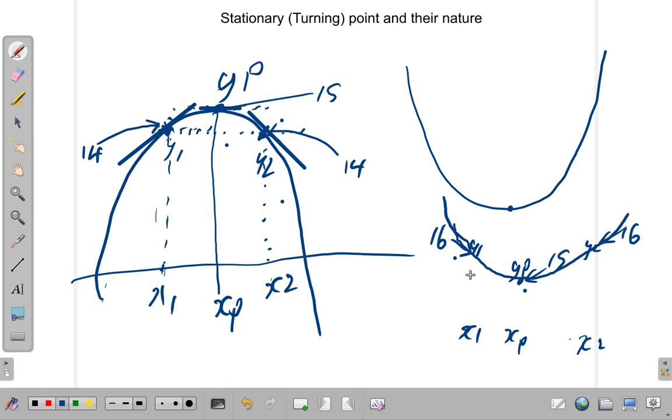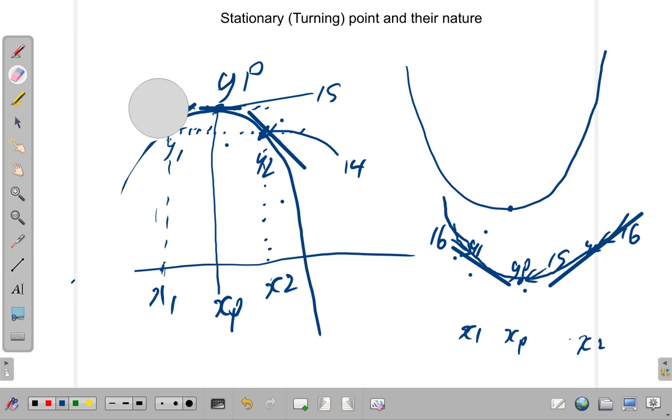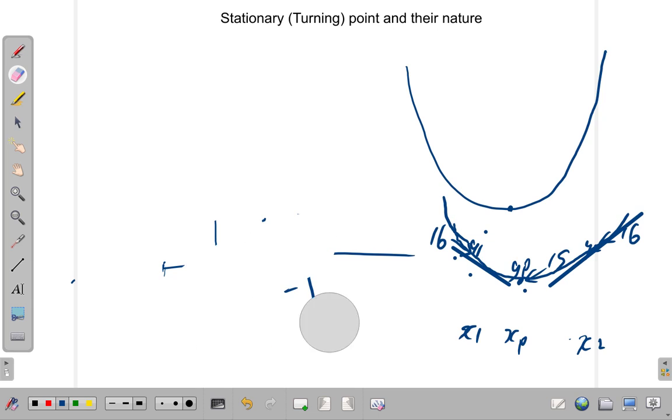Also, if you calculate the gradient of a tangent to the graph, and you find that on the left of yp it is negative, and on the right of yp it is positive, then it would seem as if you have a minimum point. Alright? Seem as if you have a minimum point. So let's look at it again.